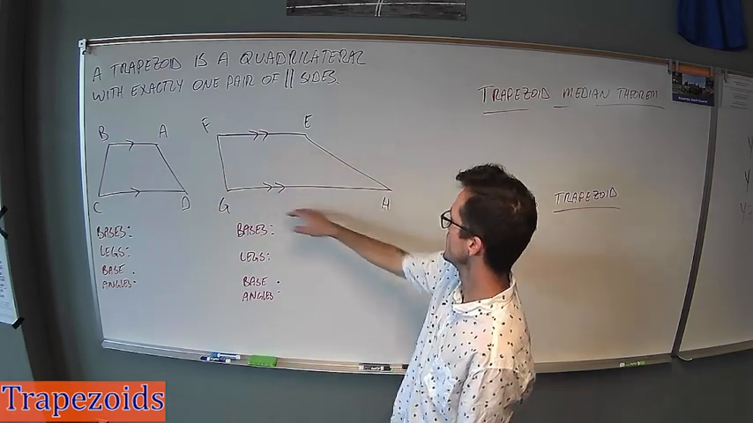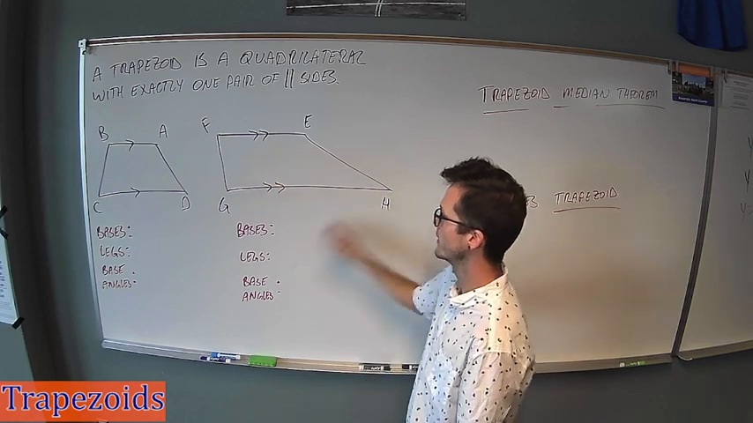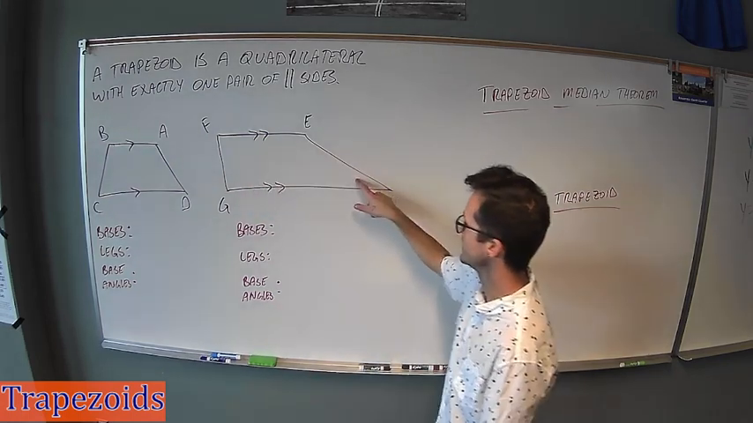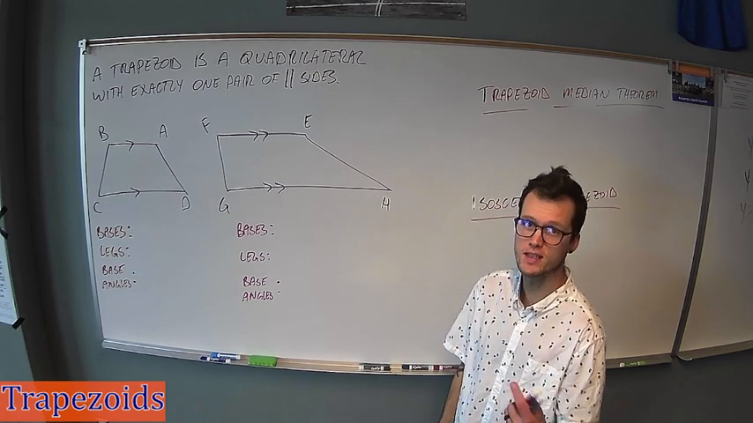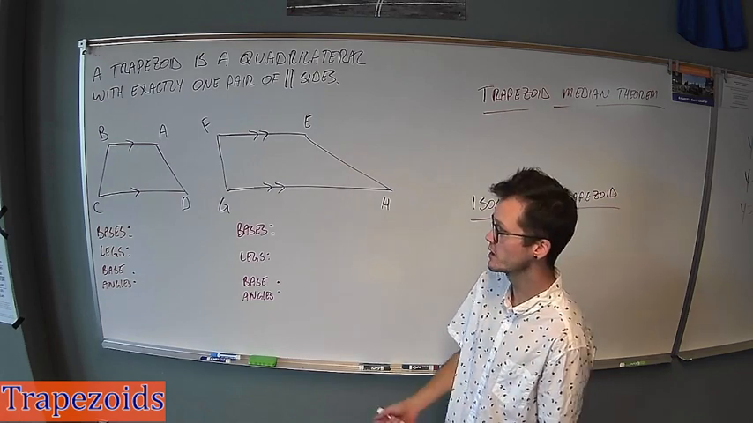Over here, EFGH is our trapezoid. EF is parallel to GH, whereas FG and EH are not parallel. This one's a little bit more clear. Let's define a few things. We have bases, we have legs, and we have base angles. I want to talk through all of that.